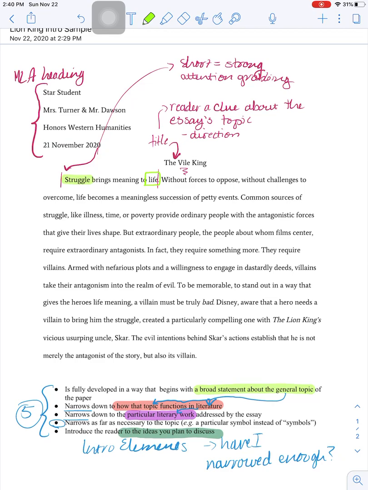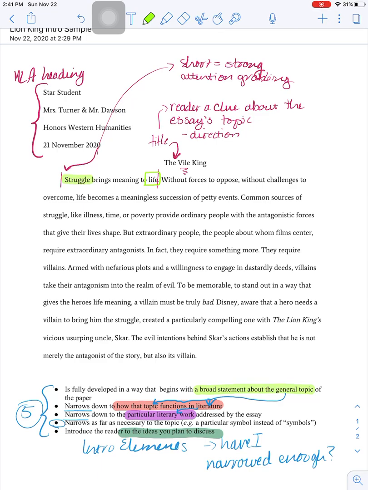But it is a powerful sentence because it is short and it's using meaningful words that make us think. That phrase, struggle brings meaning to life, that's an evocative sentence. It's one that the reader wants to think about, maybe argue against, or maybe support. It's one that provokes thought. And that's what you want to do for your reader. You want to provoke thought in their minds.